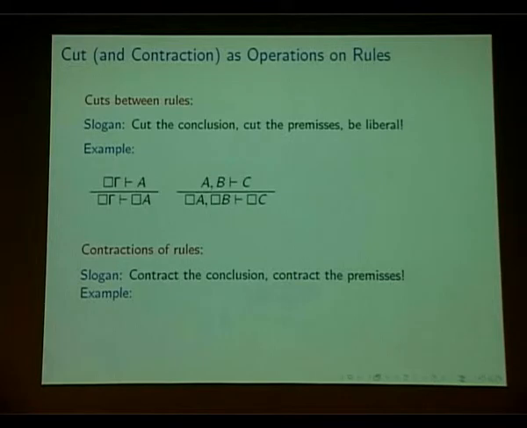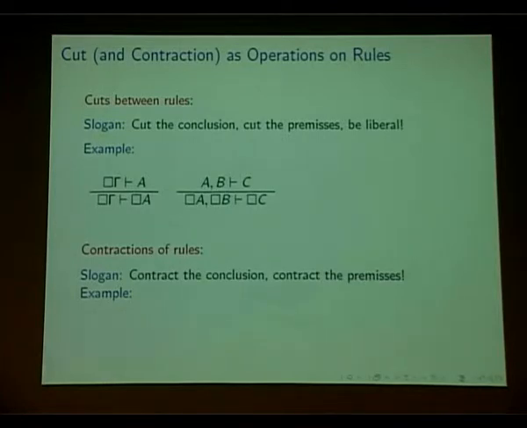The main notion in this construction or in this criteria is the notion of cuts between rules and contractions of rules. So this is more or less a lifting of the cut rule as a rule on sequents to an operation on derivation rules. So now we can take two sequent rules or derivation rules and apply an operation to them, and we get a new rule. I'm not going to give the details, but the intuition can be captured in the slogan: first cut the conclusion and then cut the premises.